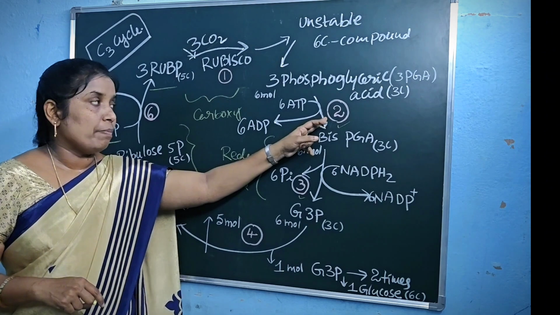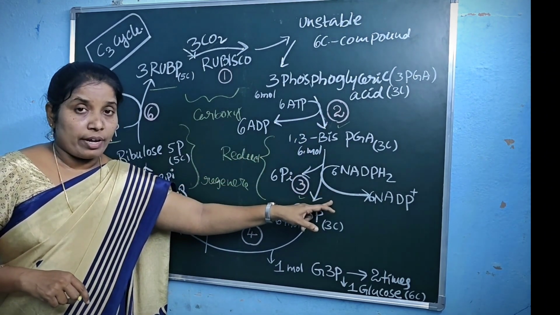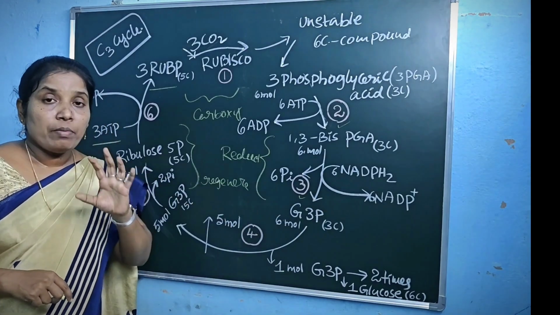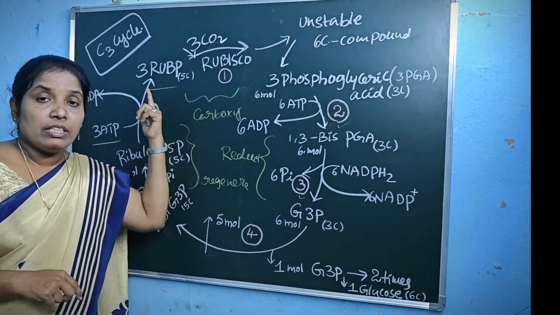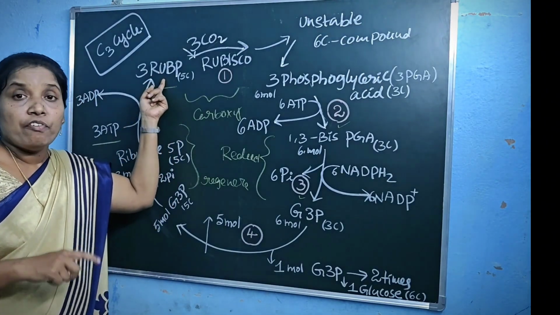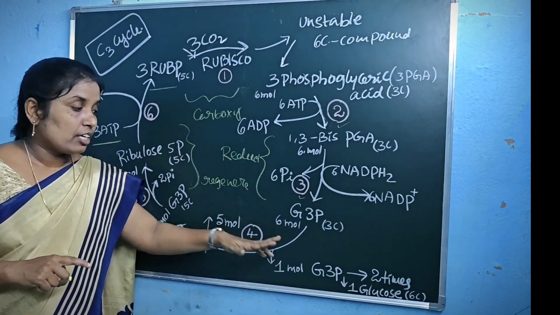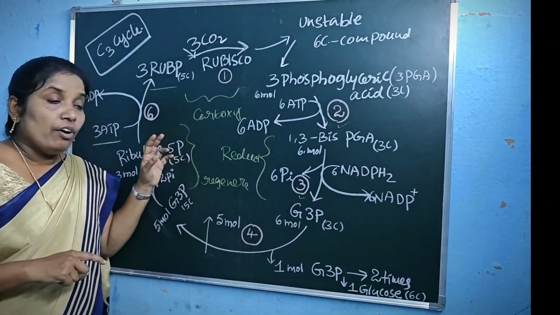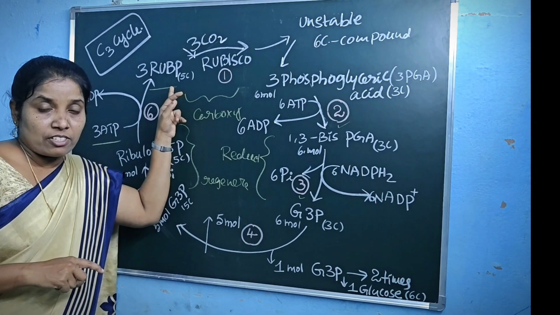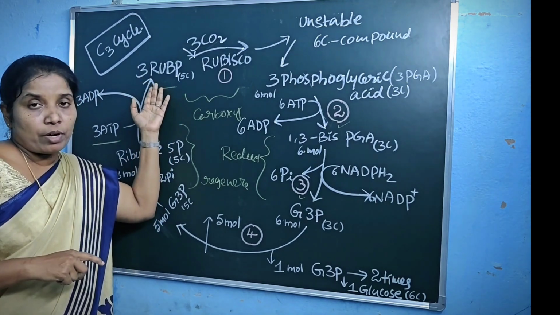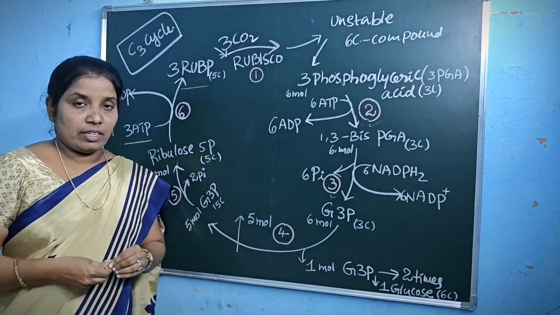In the first step, ATP is utilized. In the second step, the NADPH2 is utilized. So 5 molecules of G3P go to the regeneration cycle. They have to regenerate RuBP for the continuity of the C3 cycle. It should occur continuously for the reduction of sugars. That's why the 5 molecules of G3P go to the regeneration reaction and convert into RuBP molecules again. So let's see the energetics of the dark reaction.